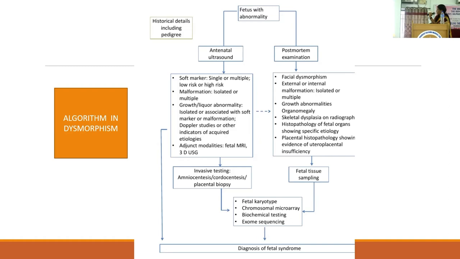And then we send the blood sample or the amniotic fluid for fetal karyotype, chromosomal microarray, biochemical testing and exome sequencing. That leads to the diagnosis of a fetal syndrome. And then we should be offering the counseling. So this is the algorithm to be followed when we meet a baby with an abnormality on ultrasound.